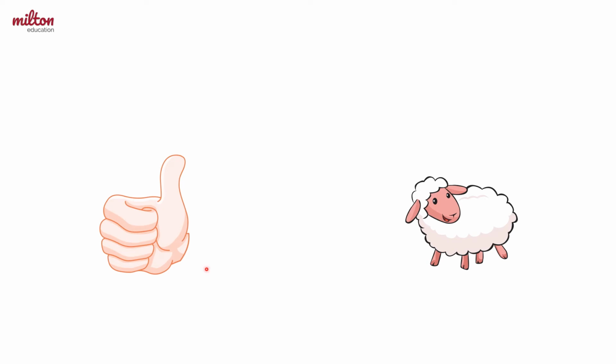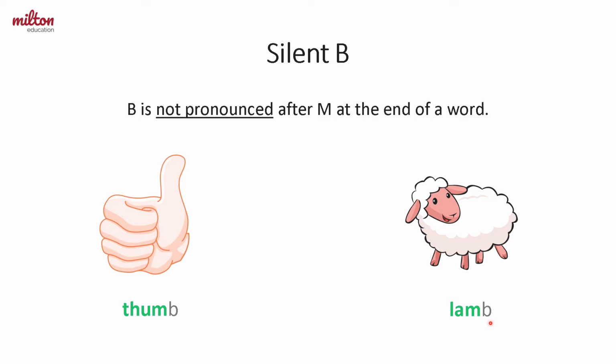Look at these two pictures. What are they? We know this is a thumb. And what is this? A lamb. Now, both of these pictures have a silent letter. We know where the silent letter for thumb is because I've just told you. It has a silent B at the end. But what about lamb? Where's the silent letter? It's just like thumb. It has a silent B at the end. The silent B sound is when the B is not pronounced after an M at the end of a word.